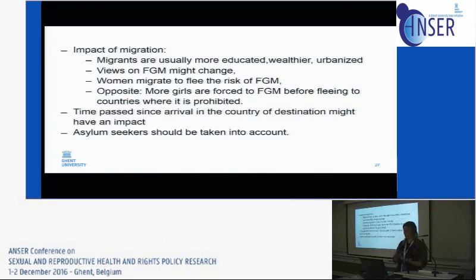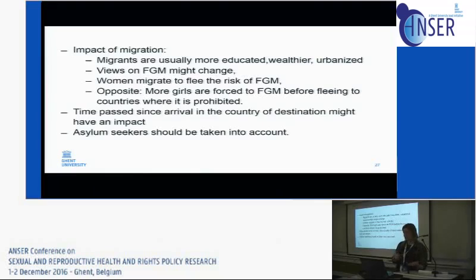We also have to take into account that migration might have an impact, as the Italians already suggested with their selection hypothesis. Migrants might have a different profile, but also their view on FGM might have changed. FGM might have been the reason that they came to Europe, or girls might have been circumcised before fleeing to Europe because it's prohibited here. So the time that has passed between arrival and the moment that you're going to measure the prevalence might have an influence.